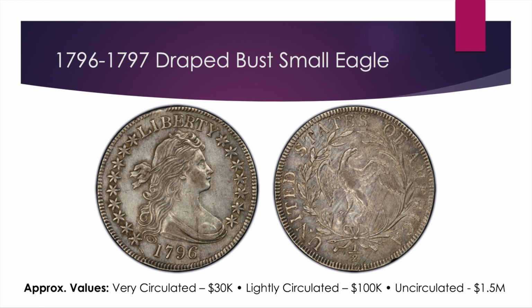1796 has 2 varieties with 15 and 16 stars, while all of the 1797 coins have 15 stars, but this half dollar is actually the rarest and most desired of all of the silver design types. The original mintage for both years was a tiny 3,918 pieces that have a survival estimate of around 5% today, so 200 to 300 pieces likely exist total. Now, before we move along, a very circulated coin here is, and you can see the increased prices, $30,000, lightly circulated $100,000, and uncirculated $1.5 million, so way more than the previous 1794 and 5.